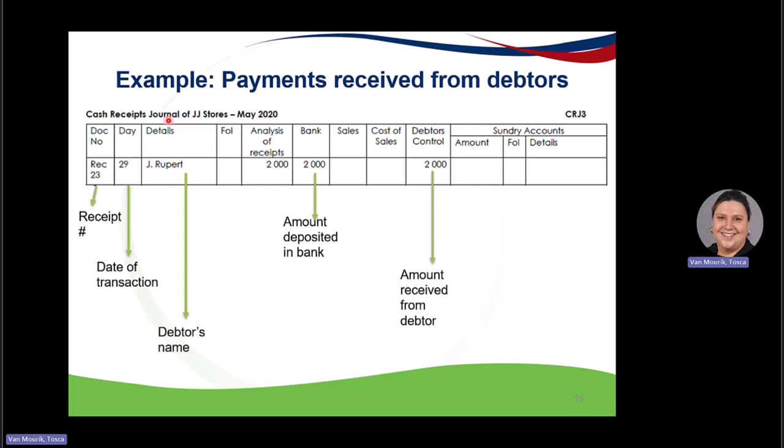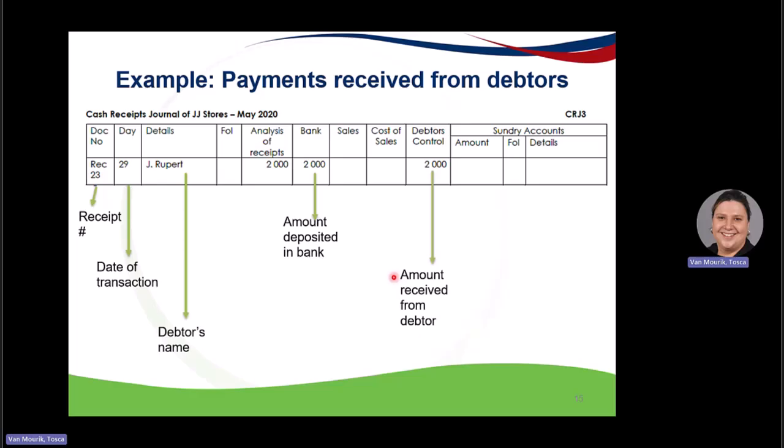So just a small example, we are in JJ Stores and this is CR3. So it's the third one for this current financial year. The doc number is the receipt number. So we give them a receipt when they pay. They paid on the 29th, which is the date of the transaction. Who paid? J. Rupert have paid. It is an amount of 2,000 Rand that they have paid. But what is this amount for? This amount is for your debtors control. So that's the amount that we received.